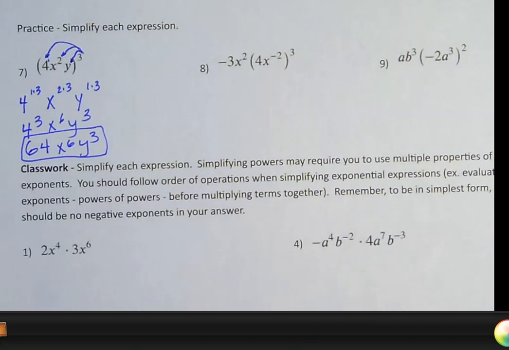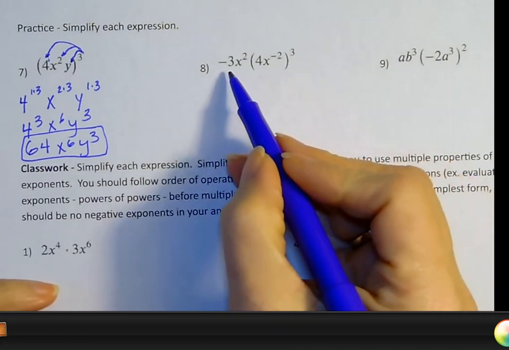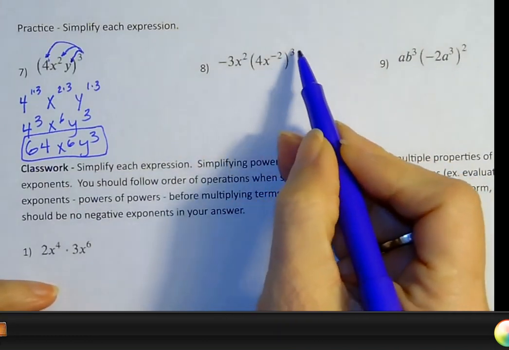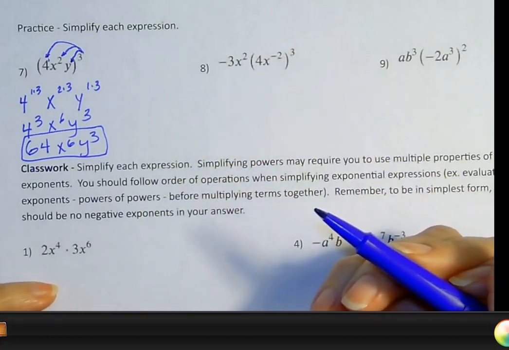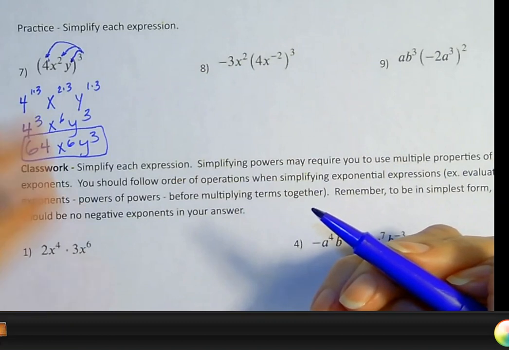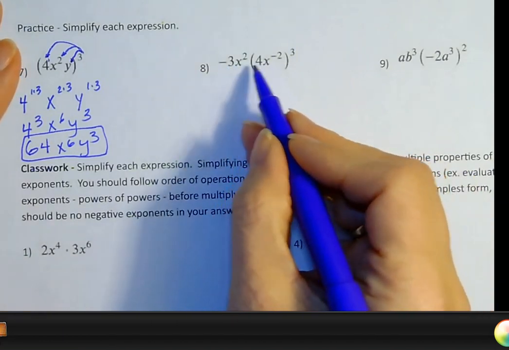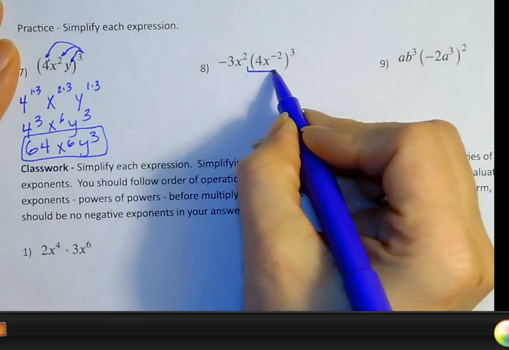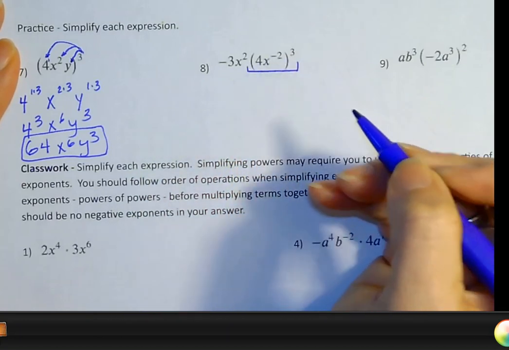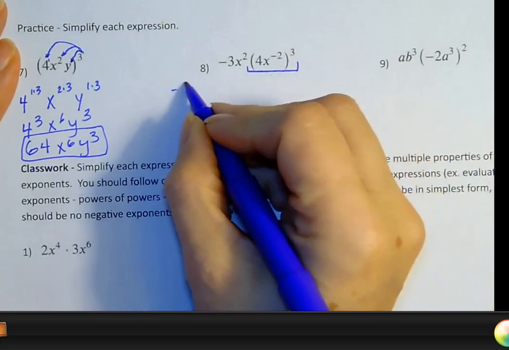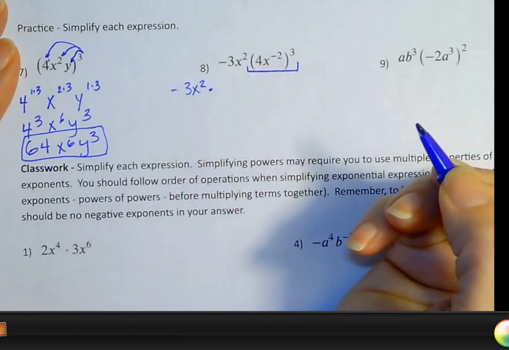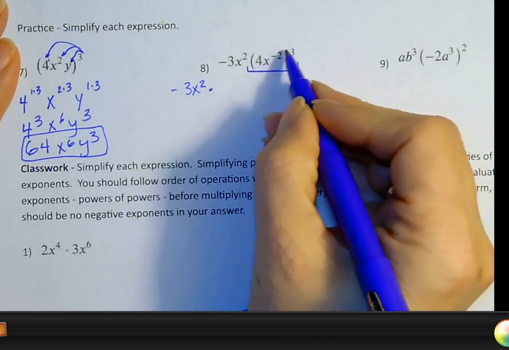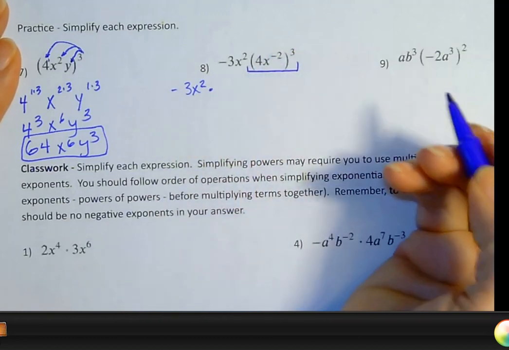All right, so when I look at this next problem, I have more going on, so I need to pay attention to what else is going on here. I see that I have negative 3x squared times all of this raised to the power of 3. GEMDAS tells me that I have to take care of exponents before I can multiply. So I'm going to have to take care of that exponent first. That's the first section I have to do. I'm just going to bring down negative 3x squared. I'll multiply that times everything else after I've done the multiplication with my exponents over here.